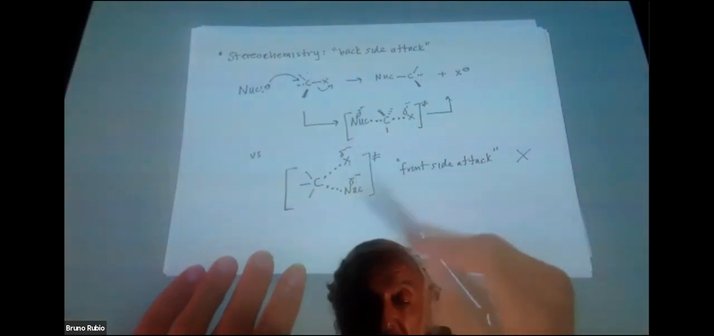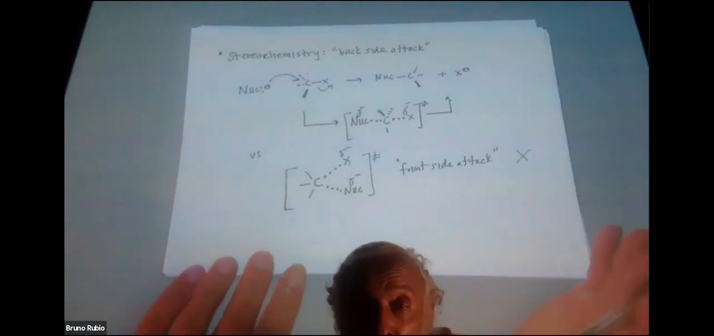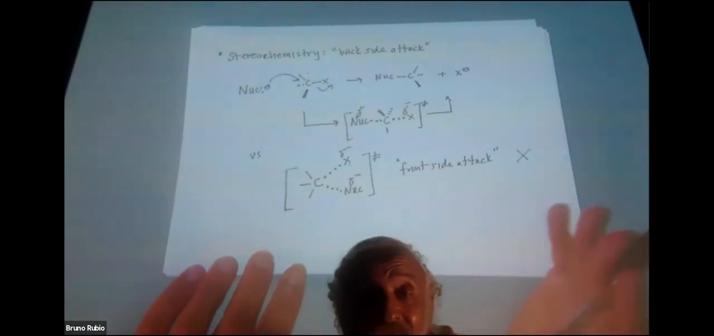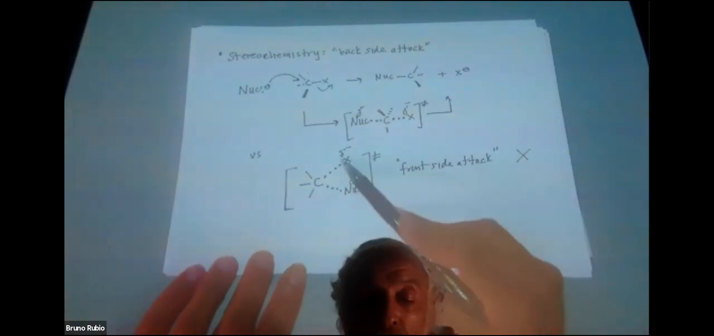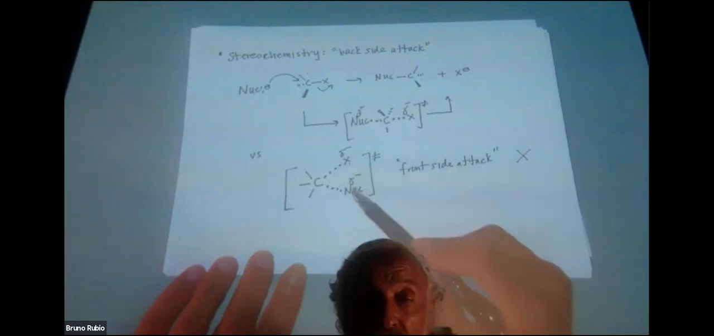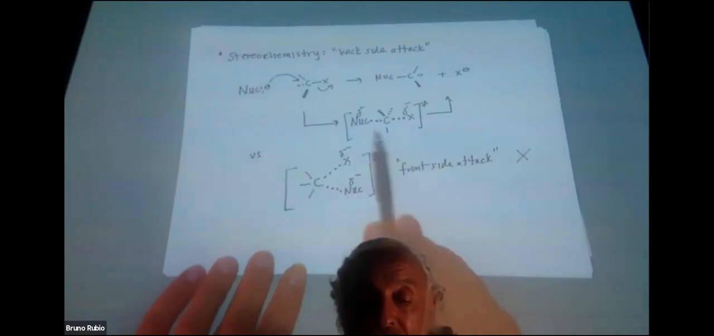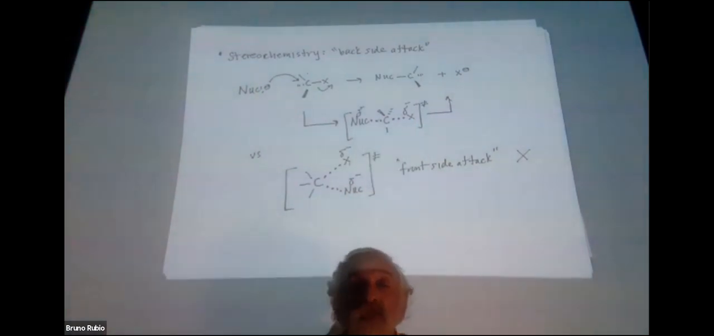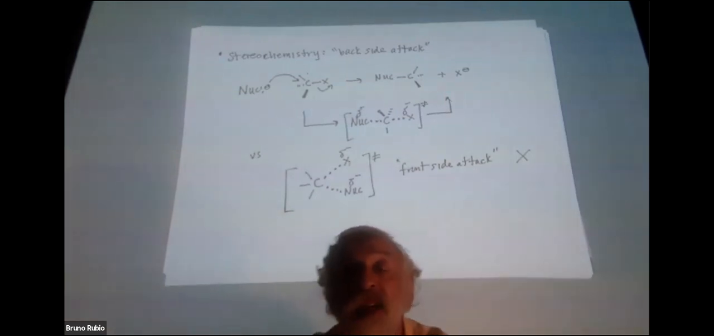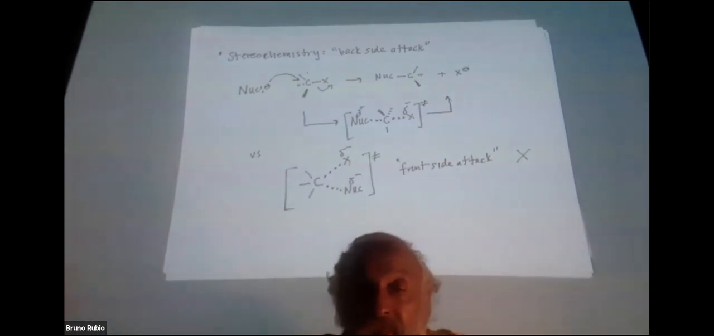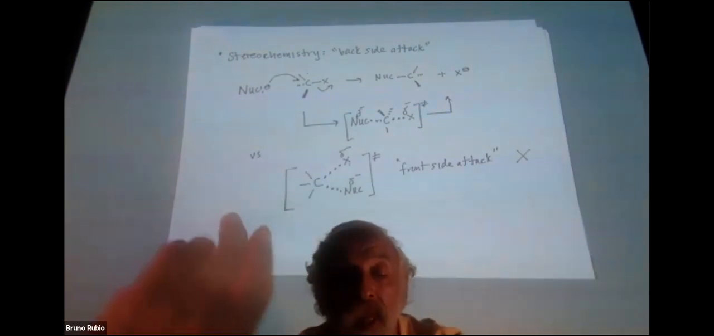Another reason that this front side attack is all wrong is because negative hates negative. And we have these partial negative charges clustered together closely here in the front side attack transition state, whereas in the backside attack transition state, the two partial negative charges are as far away as they can be from each other. So we never see front side attack in the SN2 reaction. We always see backside attack.